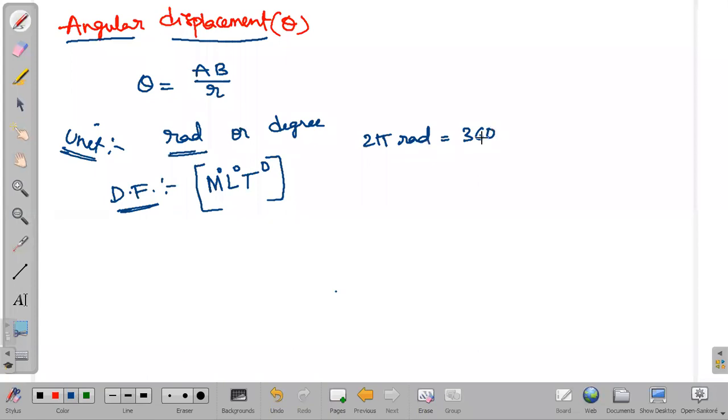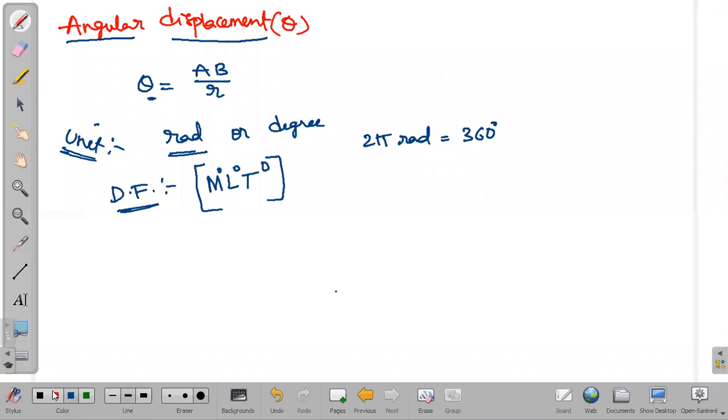Okay, so 2 pi radians is equal to 360 degrees. Now in degrees we will have further smaller units, minutes and seconds also. I'm not covering that here, it is a little extra information only. Whatever is required here, that much only I'm covering. So we are looking at angular displacement here. Angular displacement is arc length divided by radius, so whatever angle is subtended there, that we take as angular displacement.